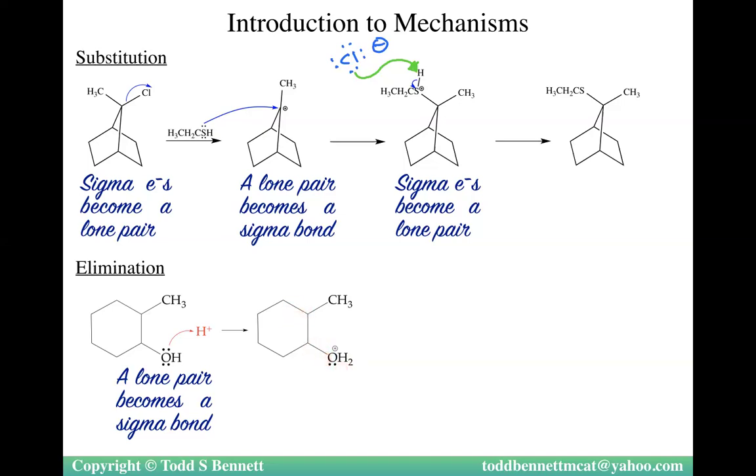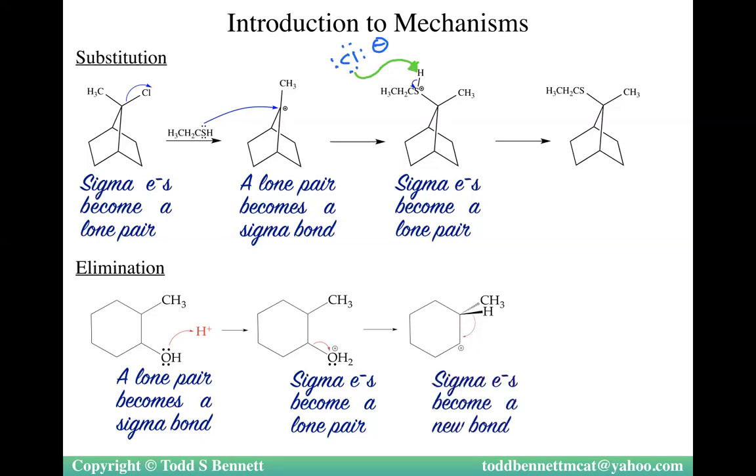So those sigma bonds are going to come back and be a lone pair on oxygen. But we have a plus charge here. That's not very happy. You don't want a plus charge on carbon. So the electrons in this H can come and form a new bond. The electrons in the sigma bond actually become a pi bond. So the new bond is a new pi bond.